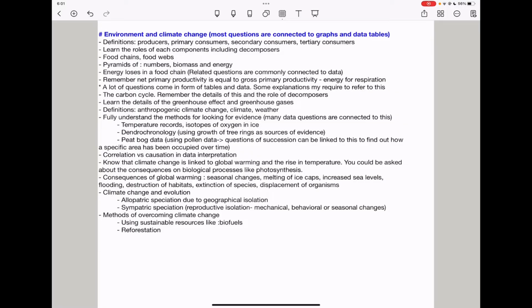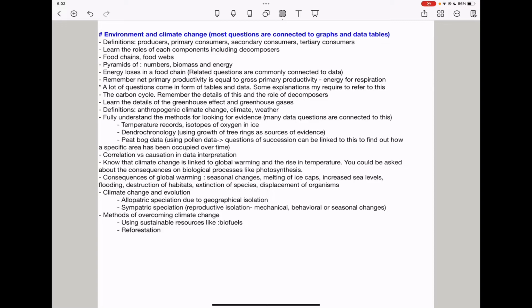Also, you need to fully understand the methods for looking for evidence. Many data questions are going to be connected to this, so they can give you temperature records. They could use isotopes of oxygen, maybe in ice cores, in order to determine the temperature records. There is evidence from dendrochronology using the tree rings as sources of evidence, as well as peat bog data. Now, using peat bog data is very common, so please understand they could give you information about pollen data and ask you even a question relating to succession so that you can determine which species of plants have occupied a specific area over a longer period of time. This has been asked previously.